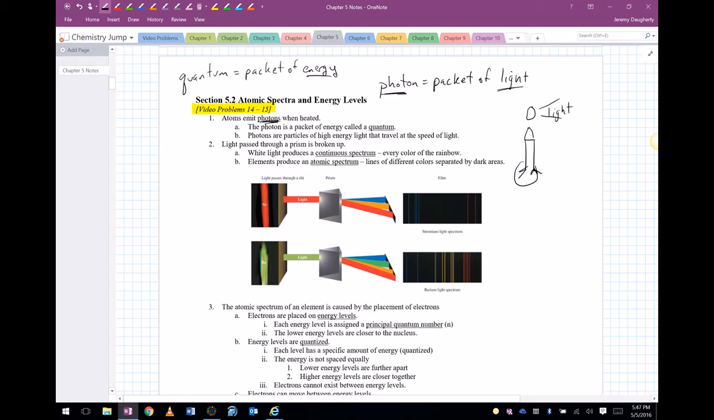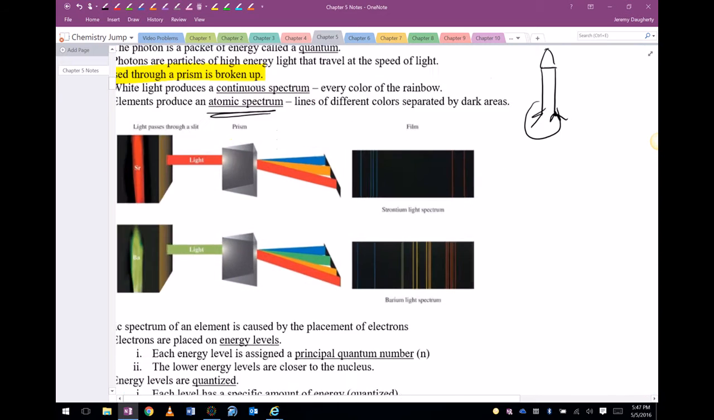But what they found was that when they excite this compound and it gives off light, and they pass that light through a prism, that light is broken up into representative wavelengths. So we get what's called an atomic spectrum. Here are a couple of atomic spectra.